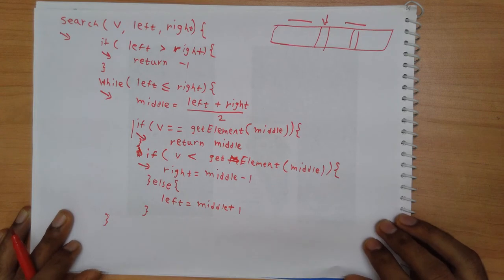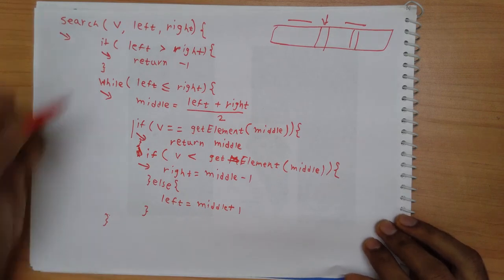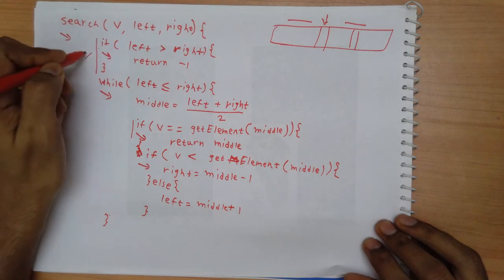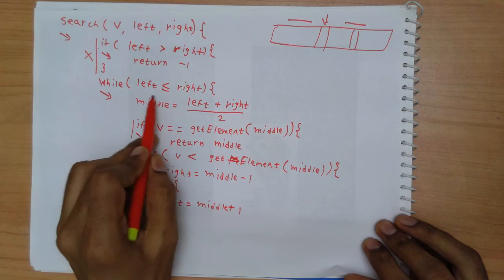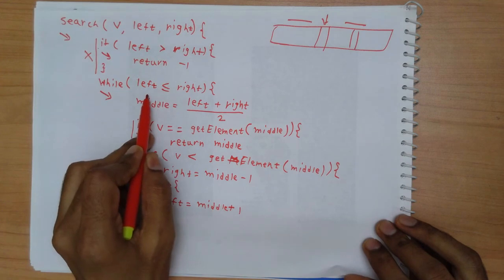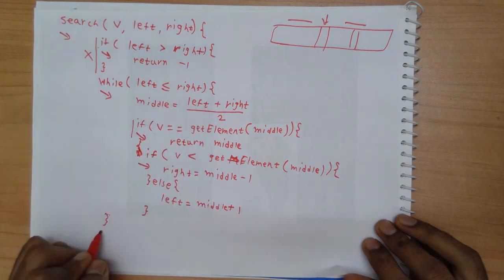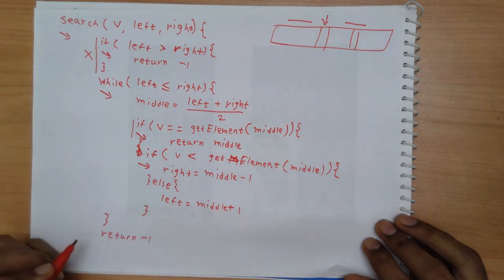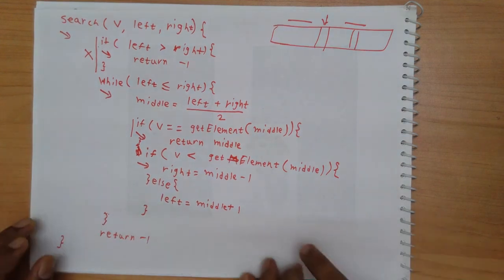But if you notice, this is a bit redundant. We can actually close this block because we are already checking if left is less than or equal to right. However, if this is false, at the end we should have return -1. And that should complete our binary search in an iterative manner.